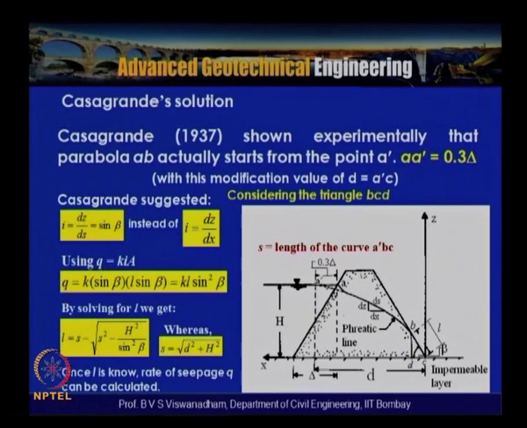By solving for L, we get L is equal to s minus root over s square minus h square by sin square beta, where s is equal to root over d square plus h square, where s is the length of the curve A dash BC. Once L is known, the rate of seepage Q can be calculated.